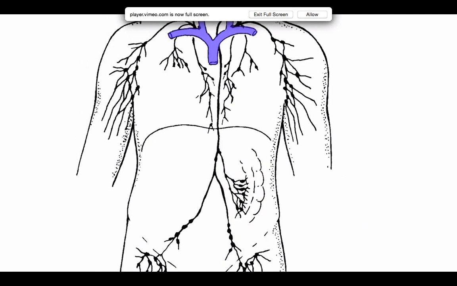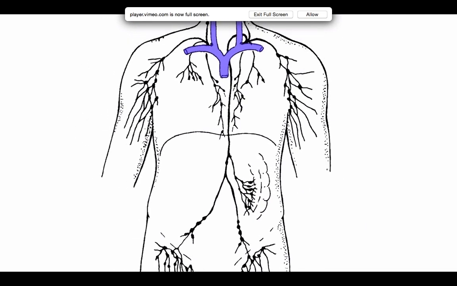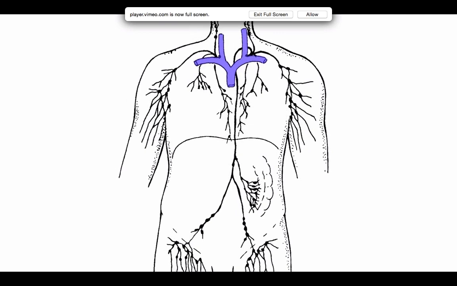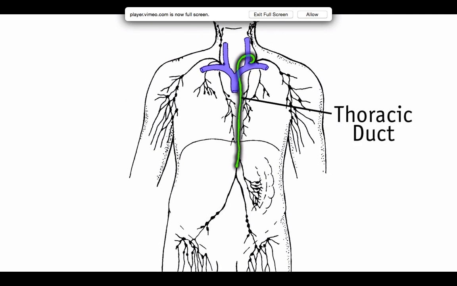But let us start with the largest lymphatic vessel in your body, and that is the thoracic duct. The thoracic duct begins at approximately L2, the second lumbar vertebra, and all of this is anterior to the spine.